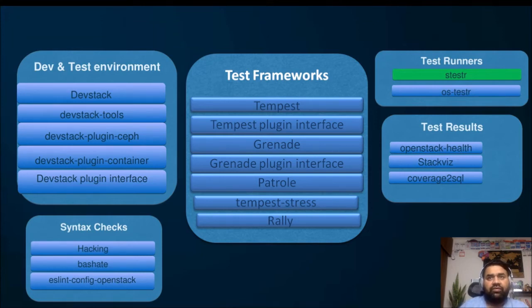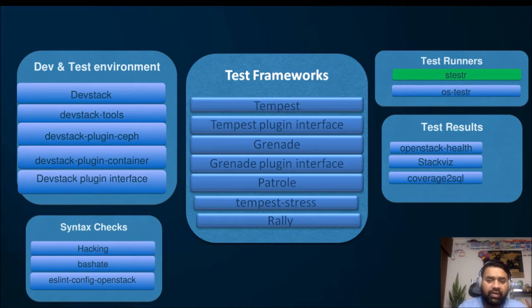So these are the few test tools we use. For dev and test environment, we have DevStack, which creates our development environment. Every developer usually installs the development environment using DevStack, and on Gate also DevStack installs OpenStack for every job. We have a plugin architecture for DevStack. And for syntax checks, we have Hacking and Puppet, having our customized OpenStack checks for our code style.